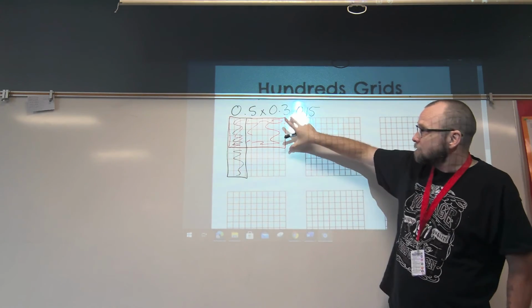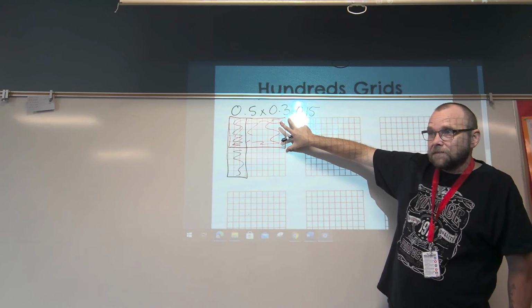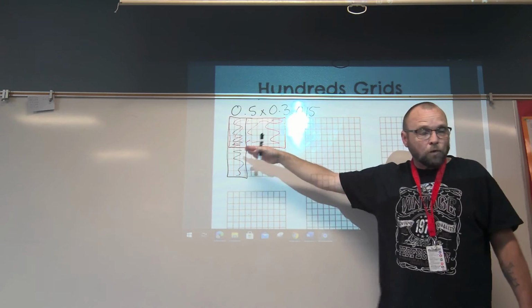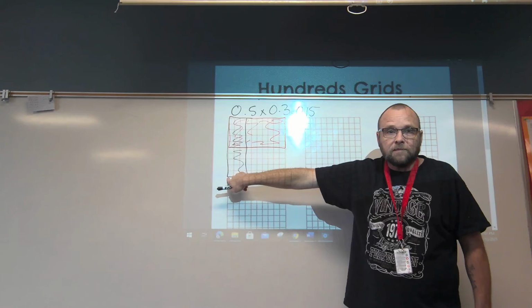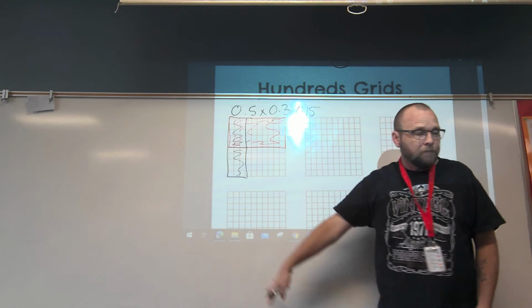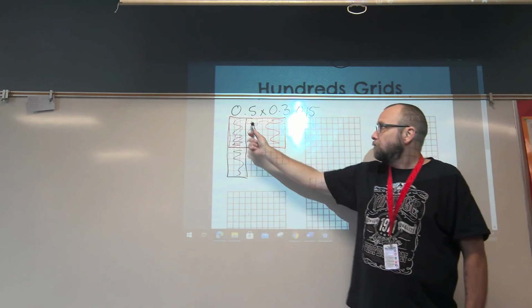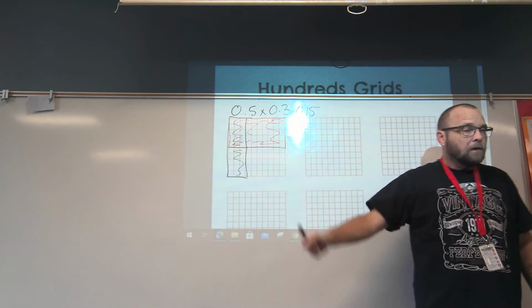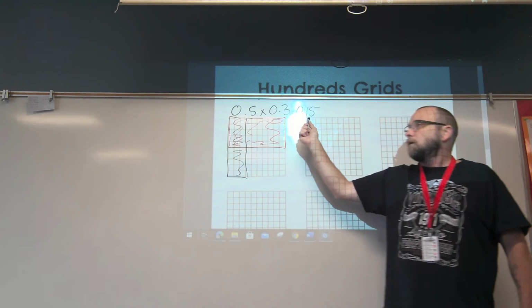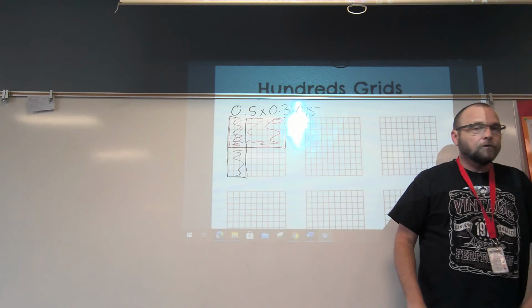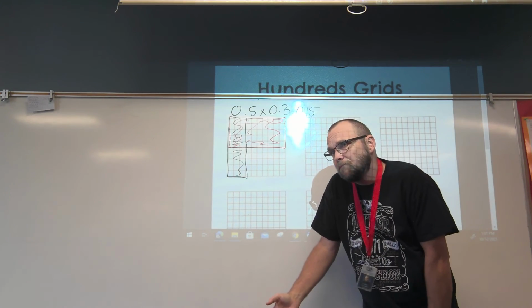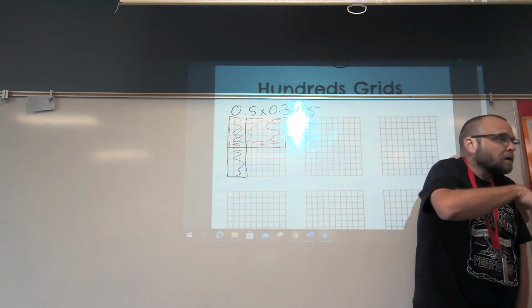But if it's like this, that's 5/10 shaded in because each row is worth a tenth. That's 3/10 shaded in because each column is worth a tenth. There are 15 that are shaded in by both, so those are each worth a hundredth, and that's where your answer comes from: 15 hundredths. It's really very simple. You just got to think.